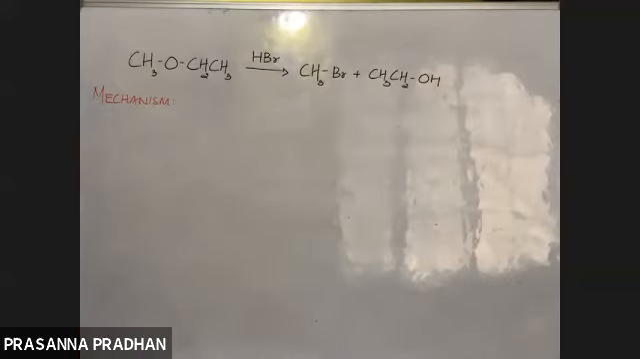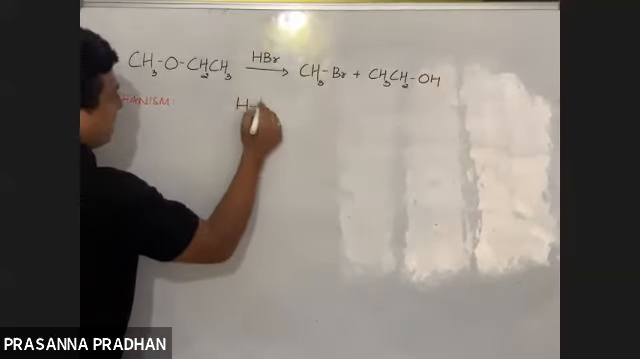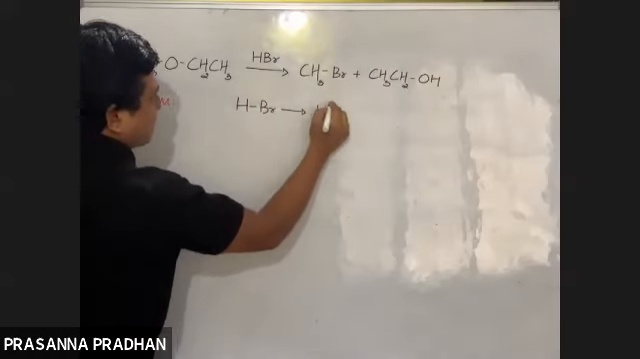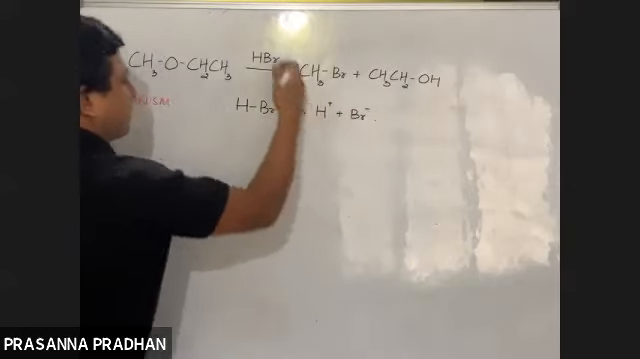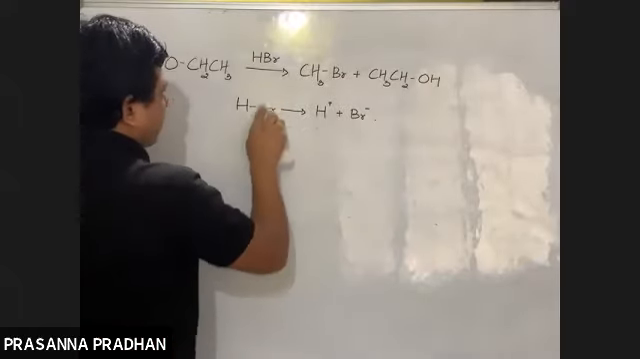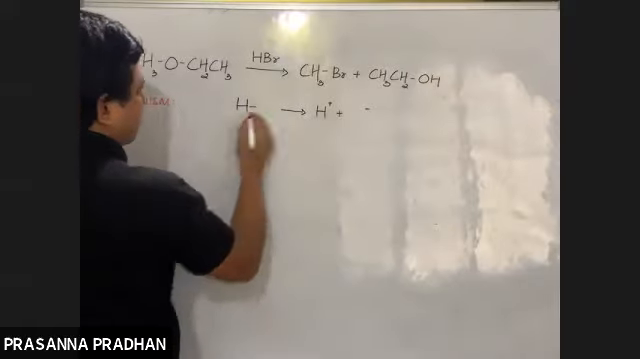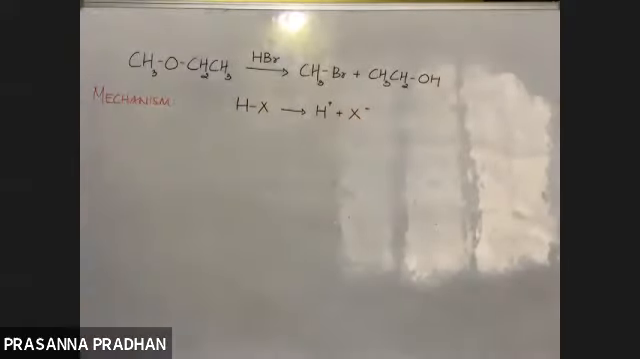Now, all halogen acids are protic acids. That means they dissociate in aqueous solution to give us H positive ion and Br negative ion, or any halide ion. So for HX, I'm going to write an X negative out here. Okay, so what happens? How does the reaction occur?